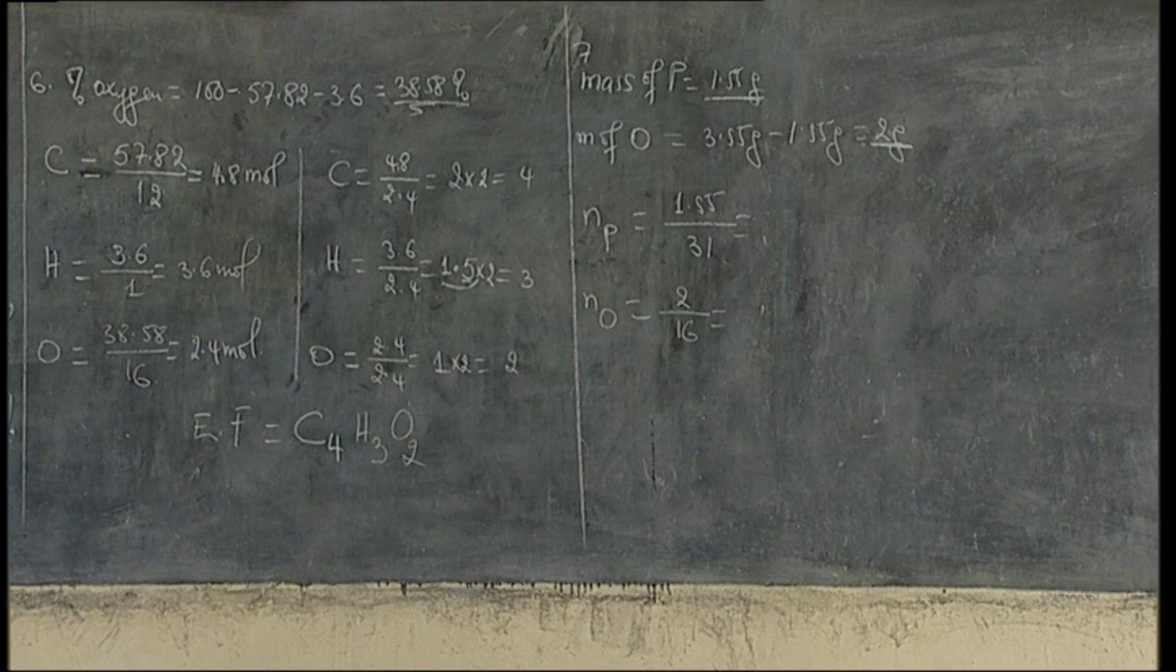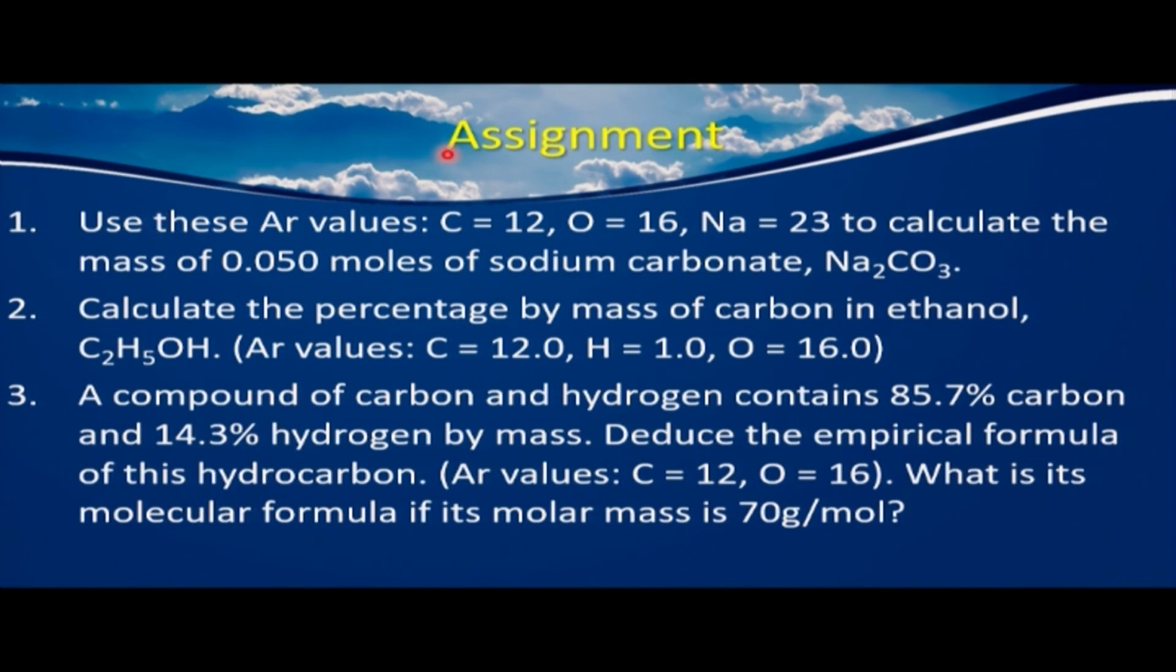And before we stop today's lesson, let's go through the assignment. Use these Ar values, for carbon, oxygen, and sodium, to calculate the mass of 0.050 moles of sodium carbonate. Calculate the percentage by mass of carbon in ethanol. And a compound of carbon and hydrogen contains this percentage of carbon and 14 hydrogen. Deduce the empirical formula and the molecular formula.